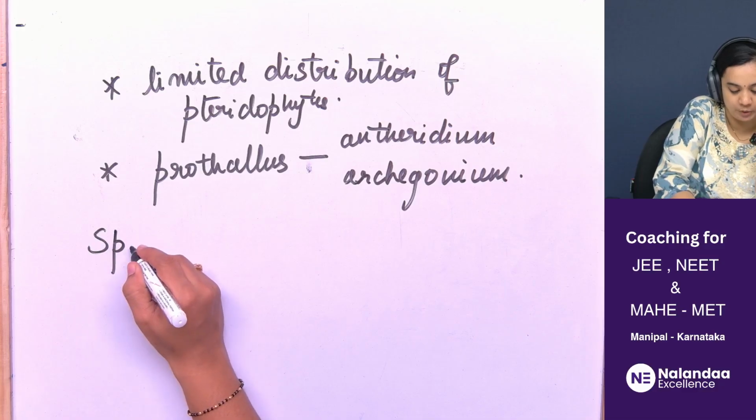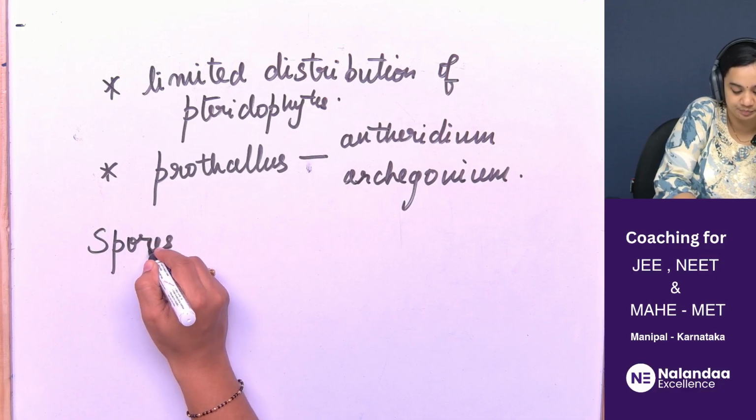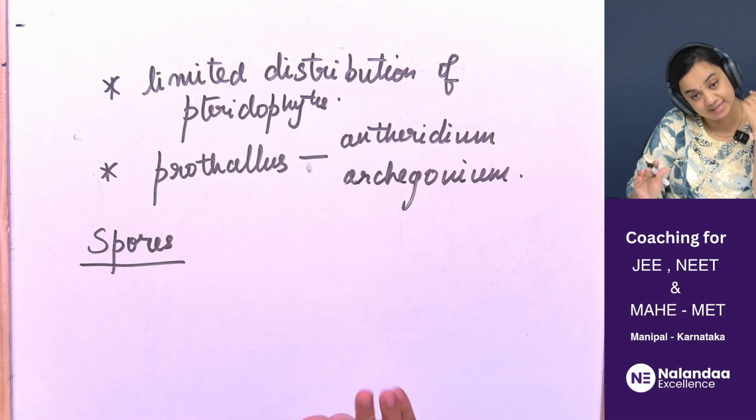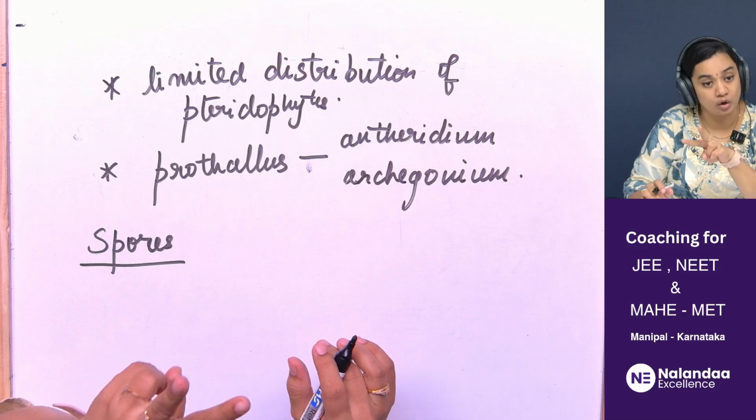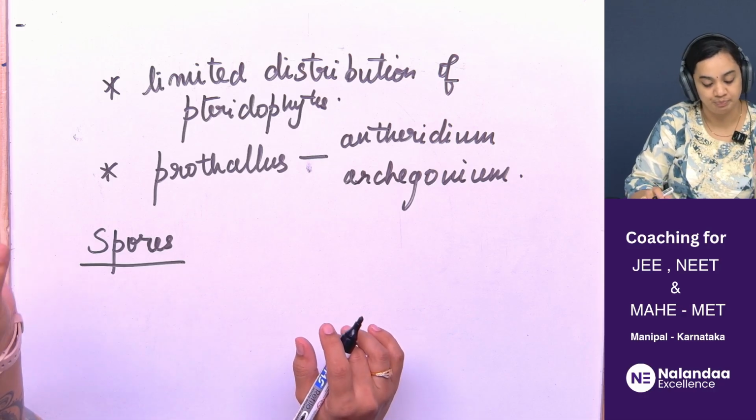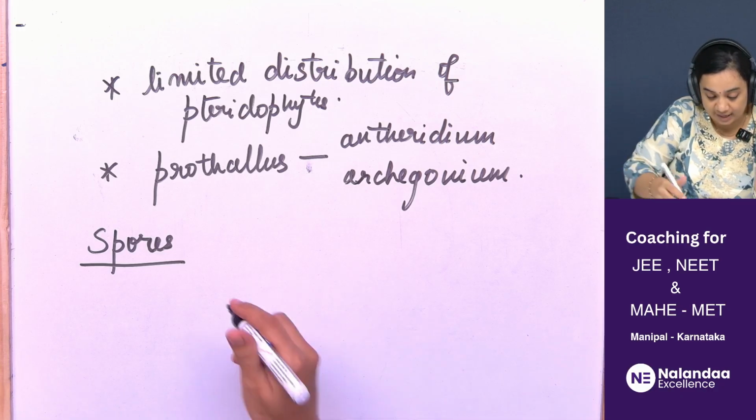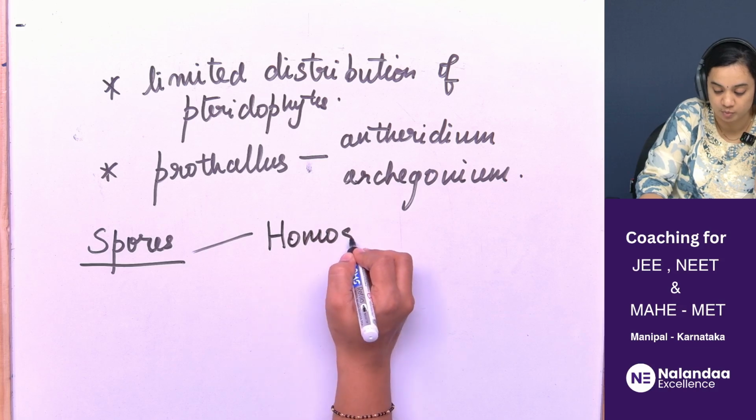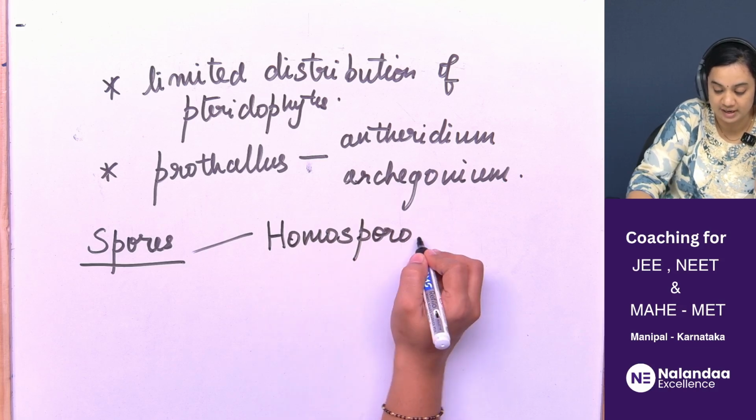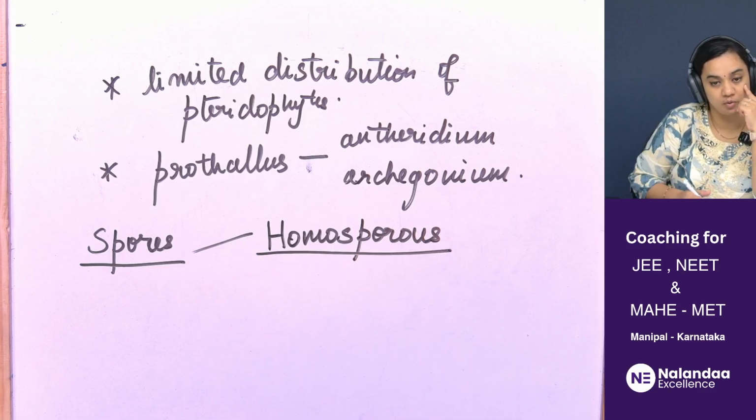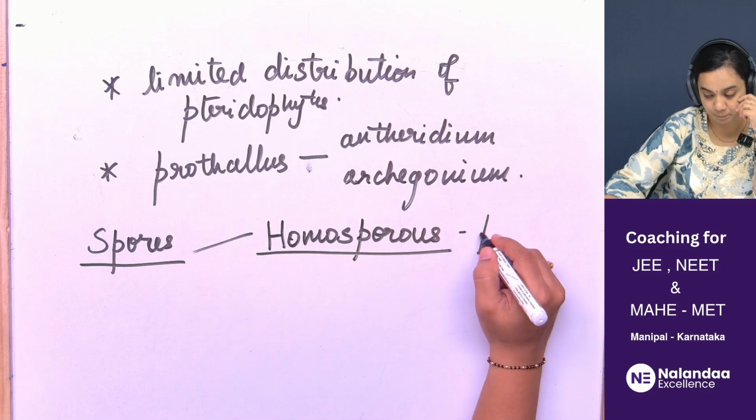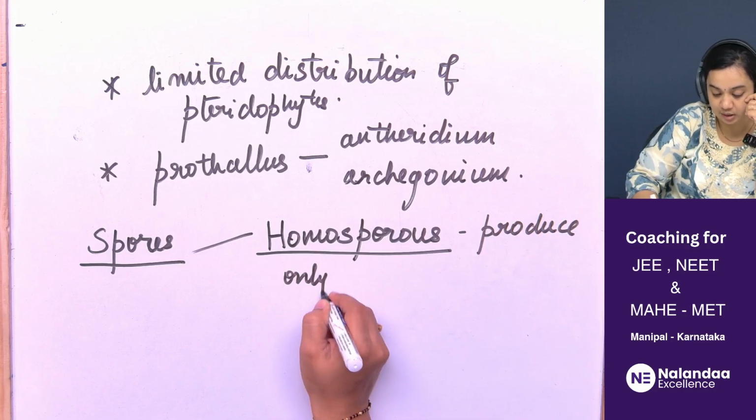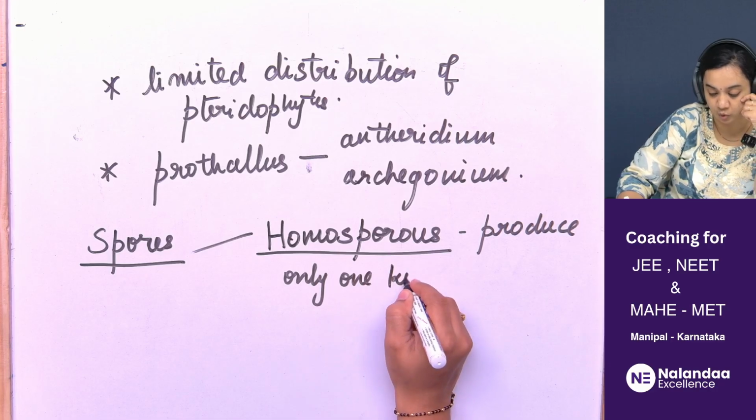Pteridophytes produce spores. Now these spores can be either only of one type or they can be of two types. Accordingly, pteridophytes can be called homosporous or heterosporous. Homosporous pteridophytes produce only one kind of spore.